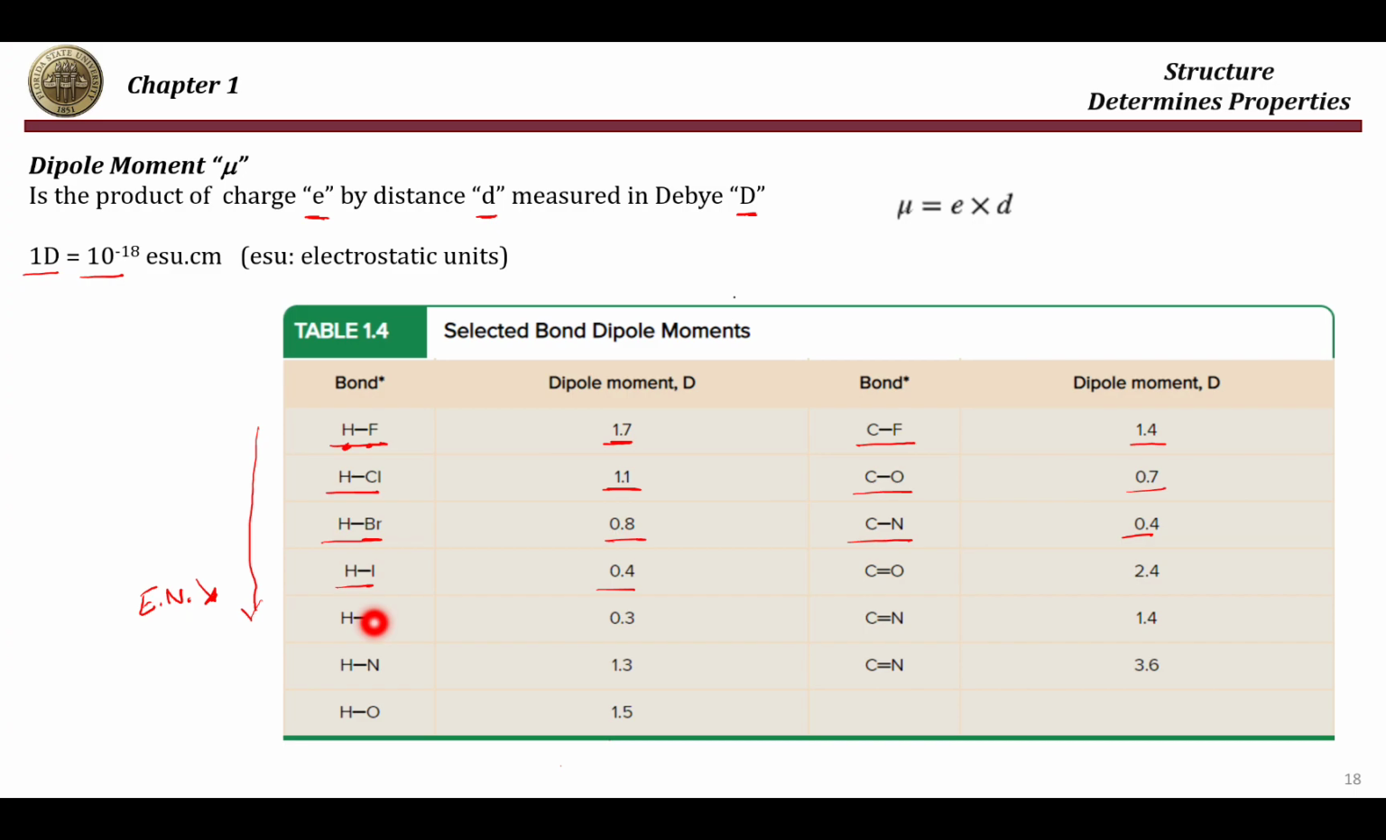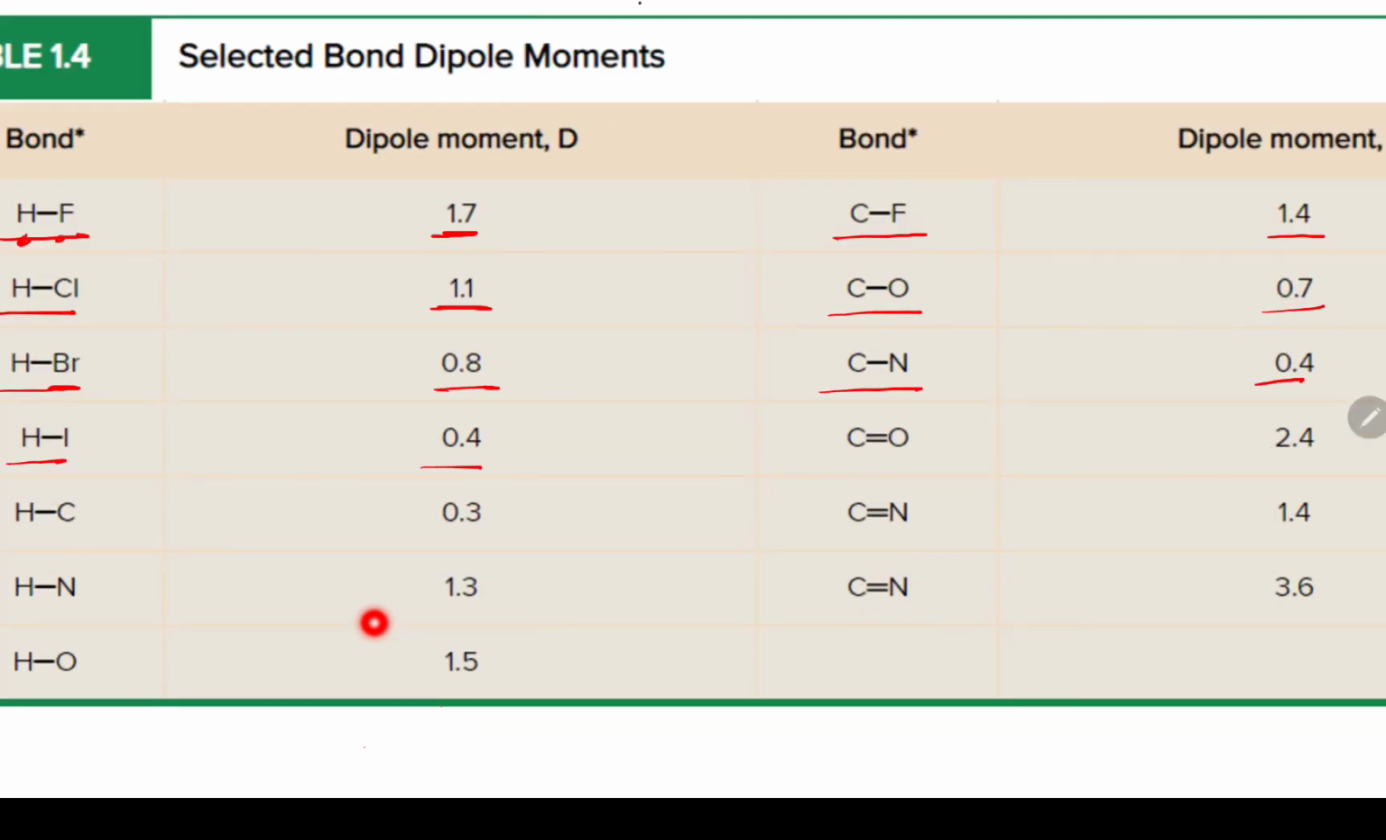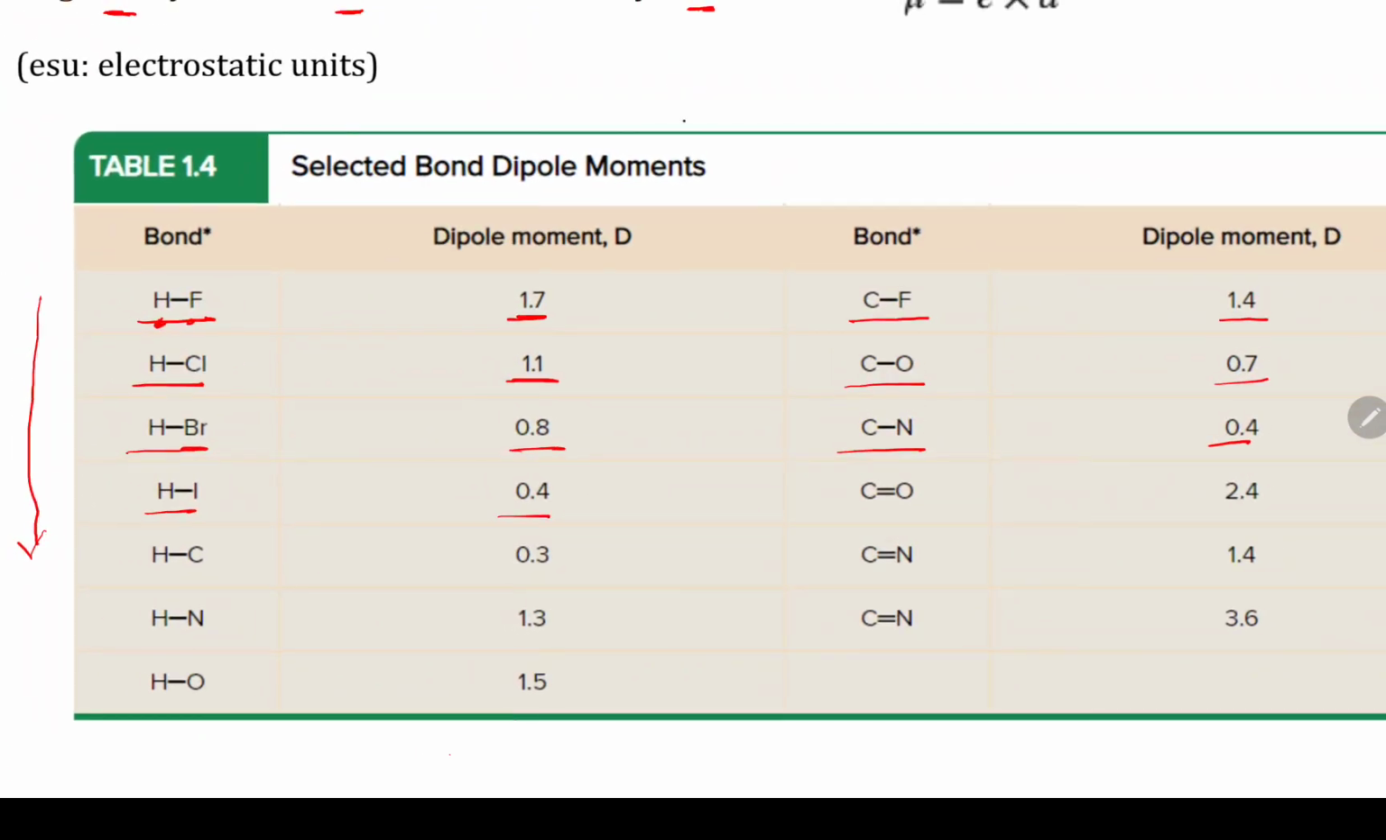The presence of a double bond. So if you compare the carbon-oxygen single bond and the carbon-oxygen double bond, you can see that the bond is more polar in this case, and this will be explained later on based on the hybridization effect.